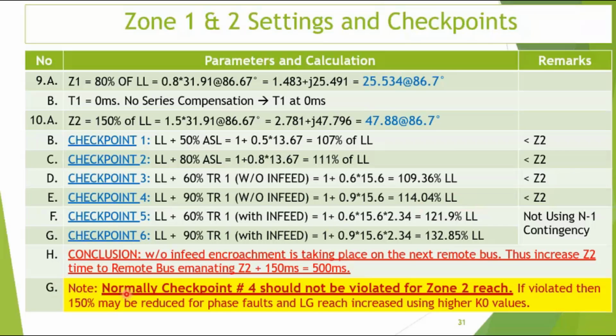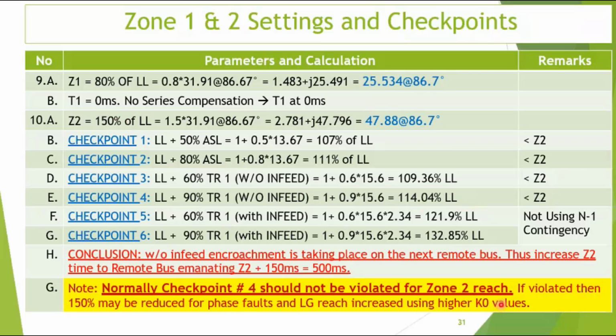Note: normally checkpoint 4 should not be violated for zone 2 reach. If violated, then the 150% may be reduced for phase faults, but for the LG reach we need it. This 150% can be reduced, let's say to 120, but the LG reach decrement can be made up by using higher K0 values. That is a method.